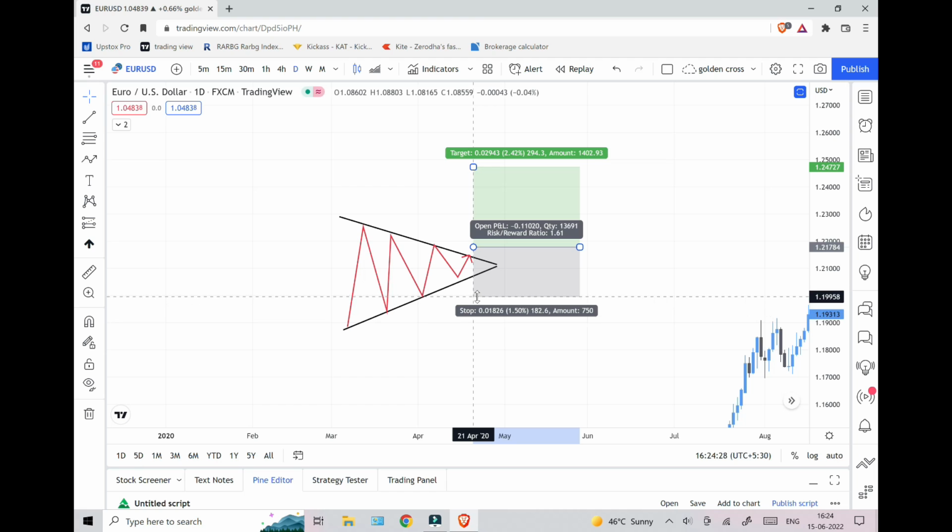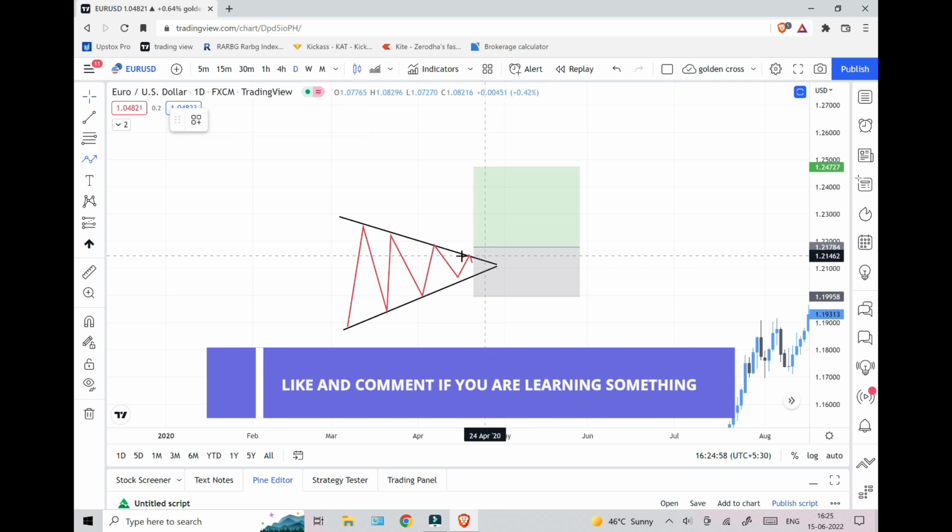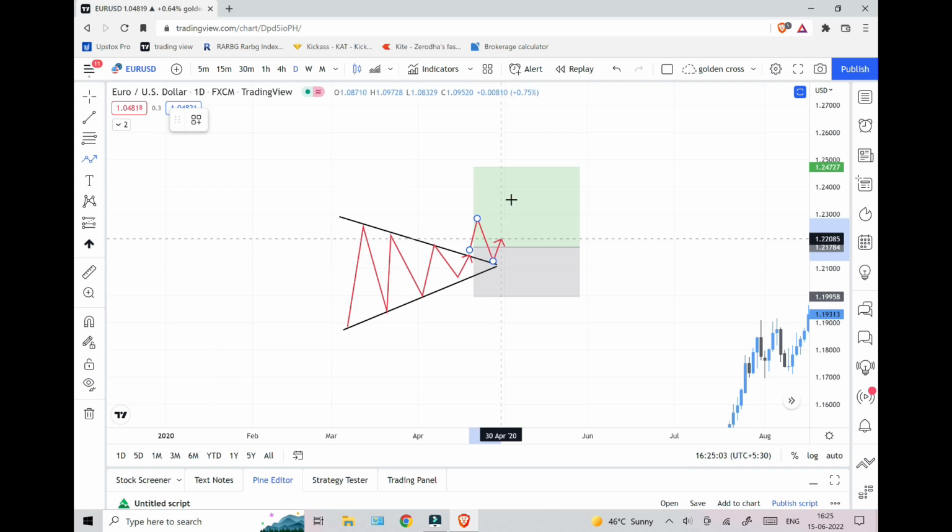the stop loss should be the low of the triangle. You can keep the stop loss at 1 to 2% if you are an intraday player, and if you are a swing trader you can keep more than 3 to 4%. The stop loss should be below the triangle. Make sure that your stop loss is not inside the triangle, because sometimes the market goes up, takes a pullback and then starts moving up.